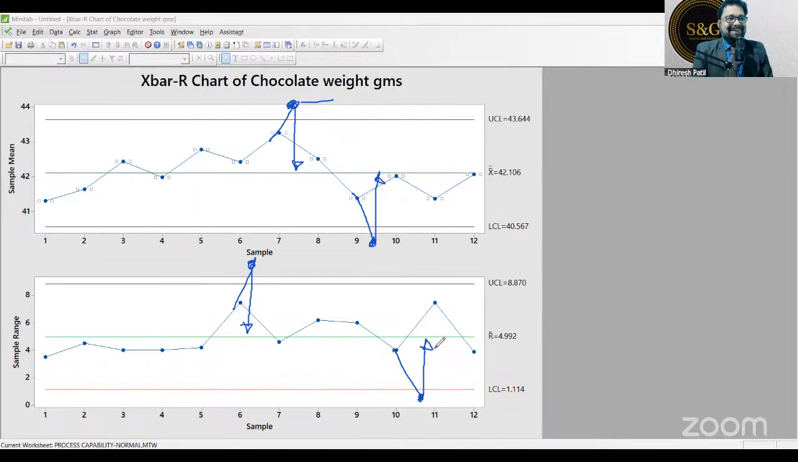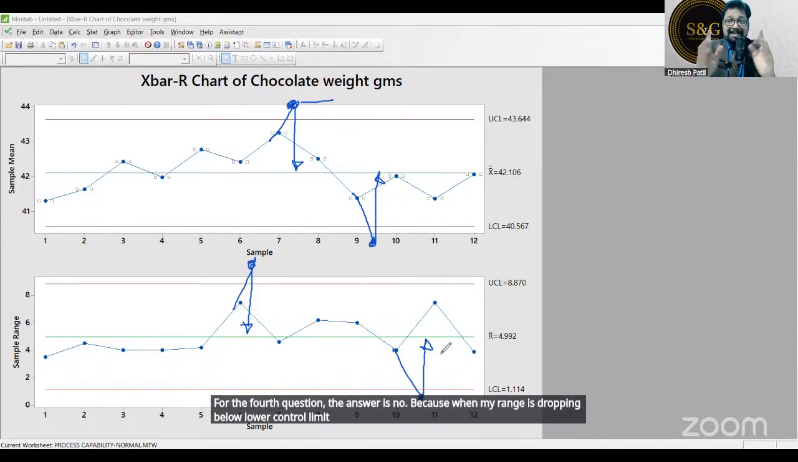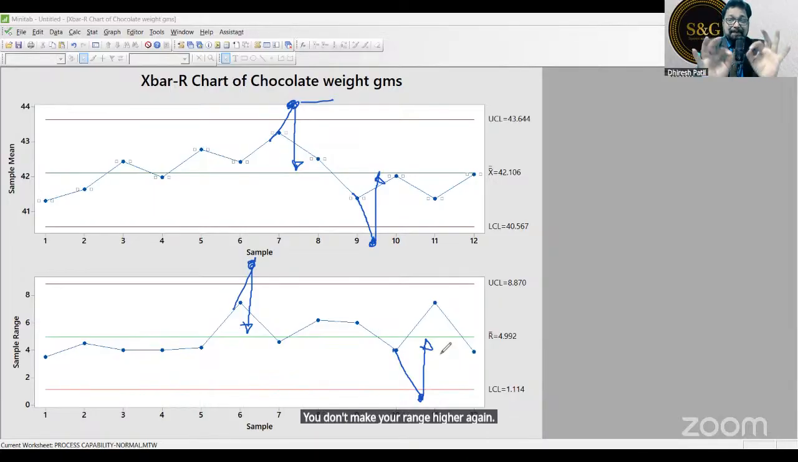No. For the fourth question, the answer is no. Because when my range is dropping below the lower control limit, that means my range is lowering. It is reducing. You don't make your range higher again. Keep it as it is.